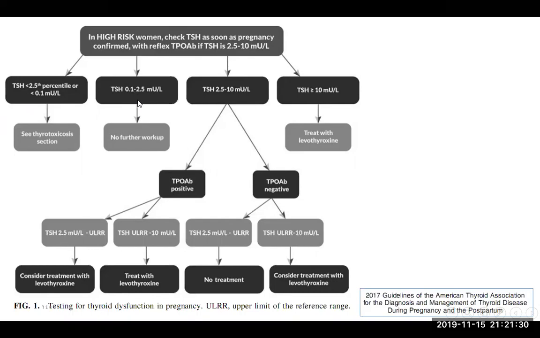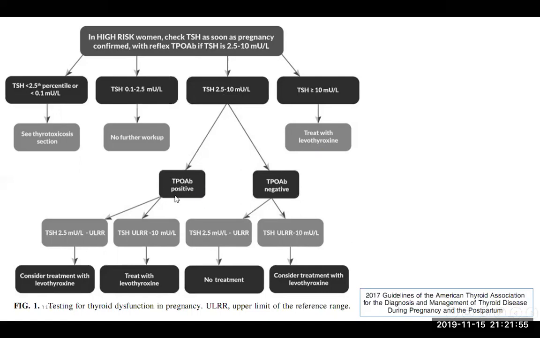Of course, if TSH is between 0.1 to 2.5, this is the first trimester specific reference, saying this is euthyroid, no further workup. But if TSH is more than 2.5: if it is more than 10, we must treat. If it is between 2.5 to 10, we differentiate between anti-TPO positive versus anti-TPO negative.